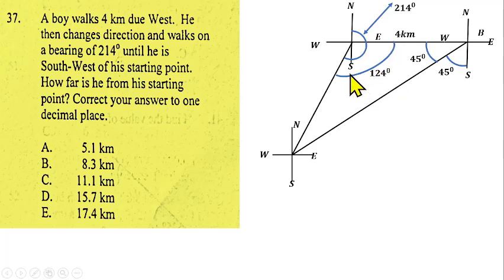So we have this second angle inside the triangle. We can also find the third angle here, because the sum of angles in a triangle should give us 180 degrees. So if you add this angle plus 45, then remove it from 180, that gives us 11 degrees. So we have all three angles in that triangle. Our question says we should find how far the boy is from the starting point. So we are looking for the length of this line.